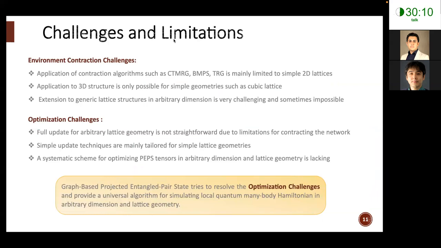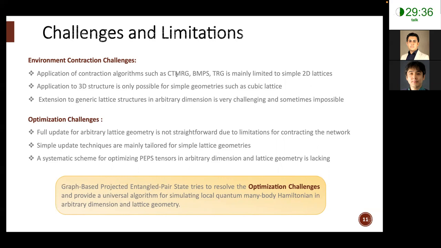However, all of these techniques, which are working and very widespread in the tensor network community, also have their own limitations. For example, for the challenges of contracting the environment, techniques like CTMRG, boundary MPS, or tensor renormalization group are mostly limited to simple lattice geometry. For example, CTMRG is known to be one of the best techniques for approximating the ground state if you have a tensor network with square geometry.